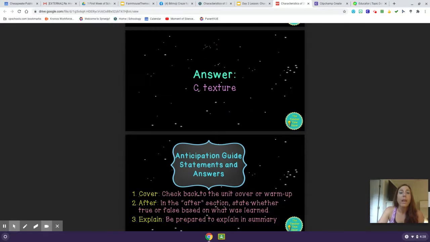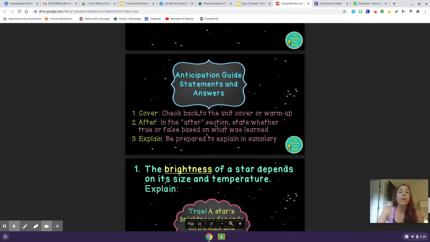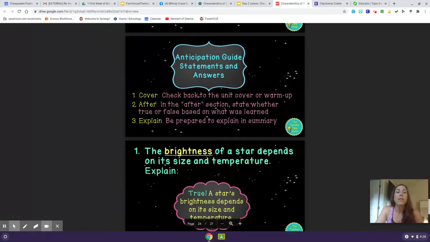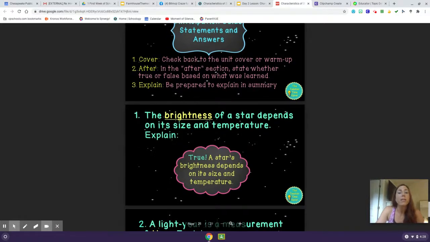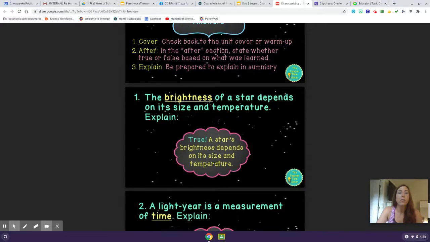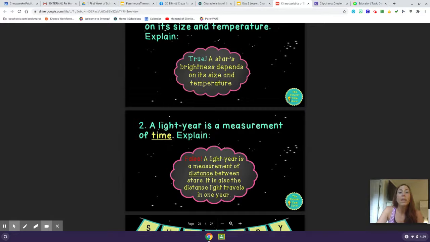So let's look back at our warm-up. And in our warm-up, question number 1 said the brightness of a star depends on its size and temperature. And that is true. A star's brightness depends on its size and its temperature. Generally, the warmer or hotter a star gets, the brighter it gets. And question number 2 is false. A light year is not a measurement of time. A light year is a measurement of distance between stars. It's the distance that light travels in 1 year.